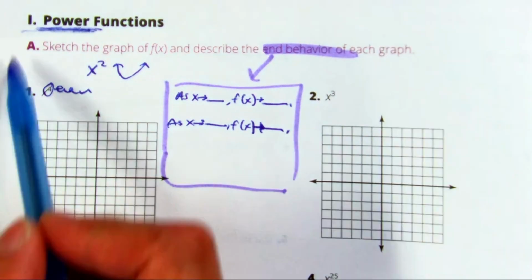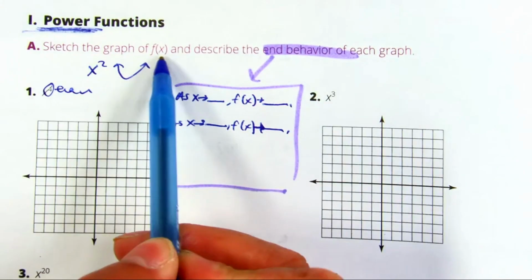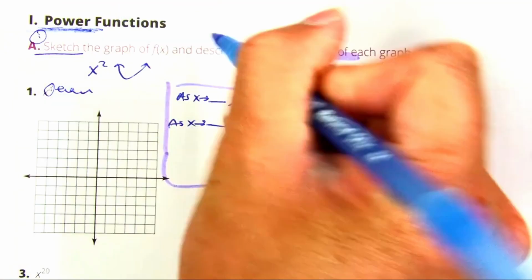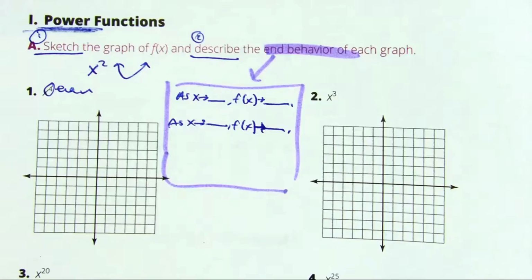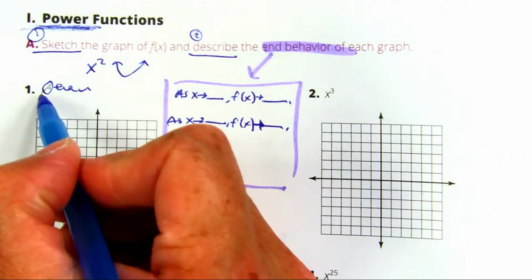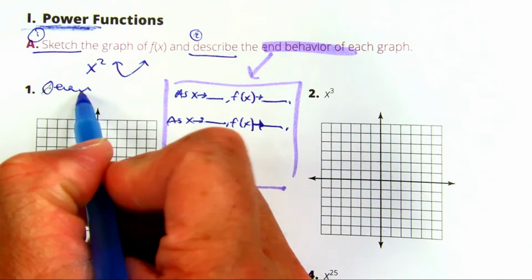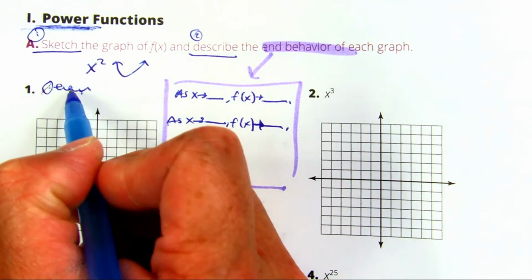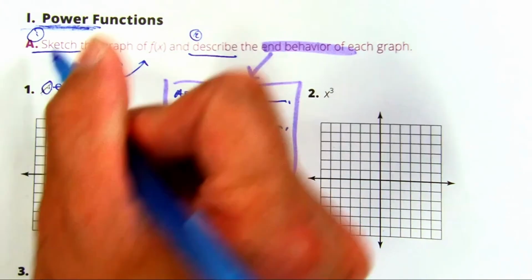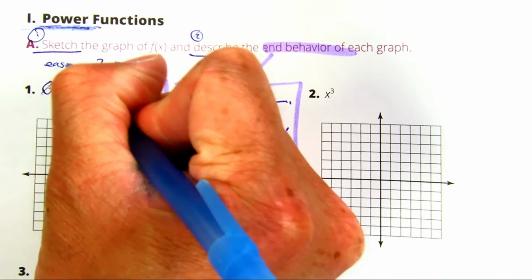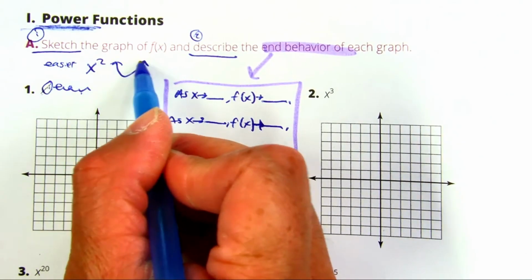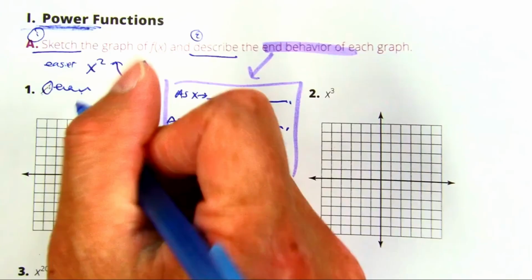Question A1 tells you to sketch the graph of the function and describe the end behavior. So sketch is a verb, that's the first thing, and describe is the second verb. I recognize that x to the fourth is an even number, so they call this an even degree. Even degree, the easiest one we know is x to the second. It's just a parabola, starts up, ends up. So mine's going to do the same thing.